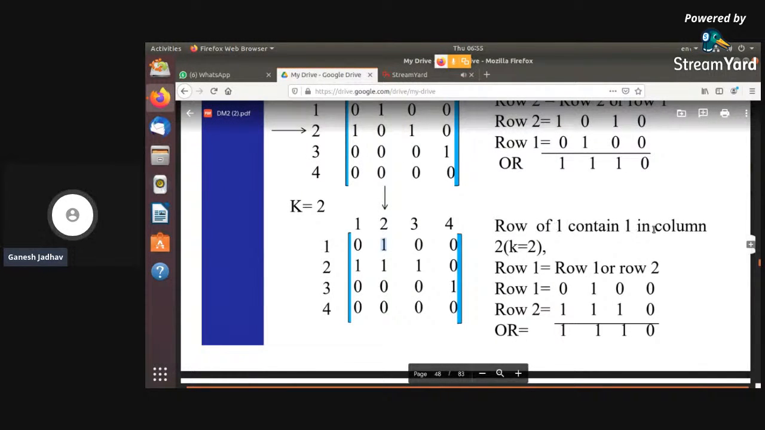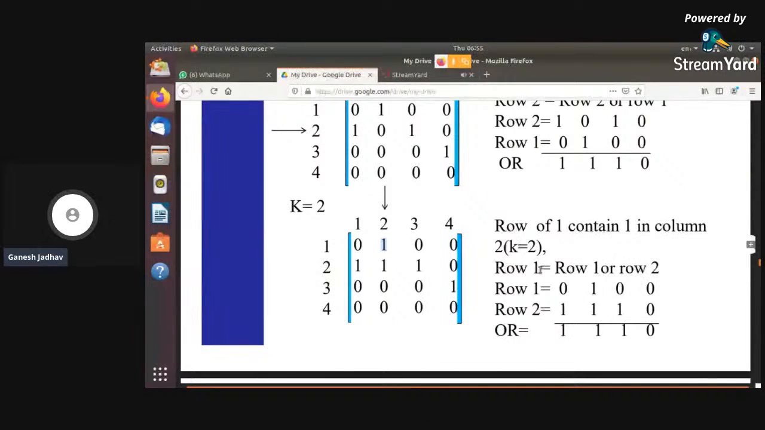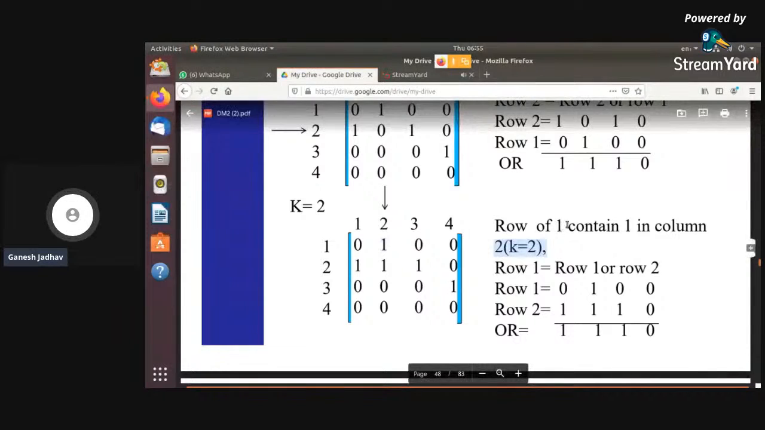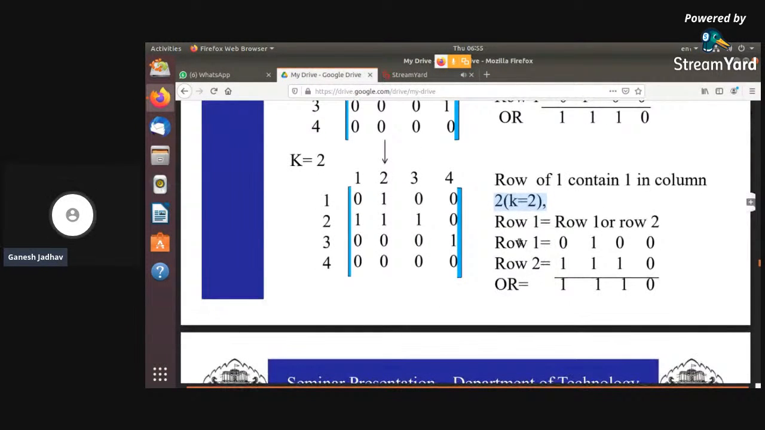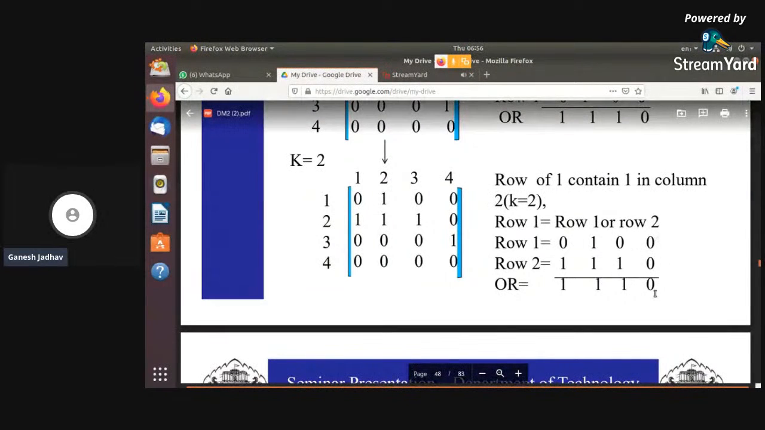So row 1 contains 1 in column 2, so k is equal to 2. For the modification of row 1 you require row 2. Why is row 2 required? Because the value of k is equal to 2. So for the modification of row 1 you use row 2. By the ORing operation, 0 or 1 is 1, 1 or 1 is 1, 0 or 1 is 1, and 0 or 0 is 0.